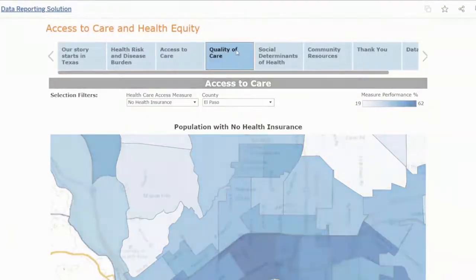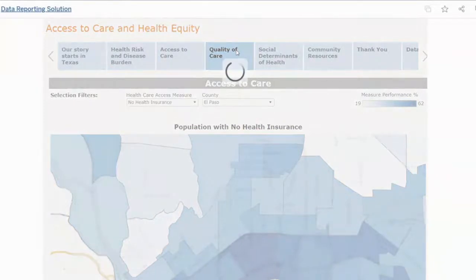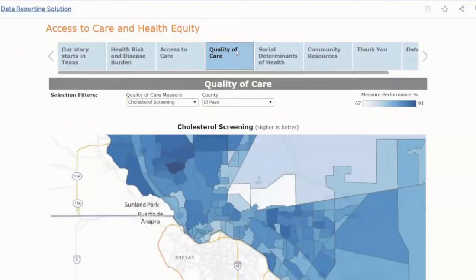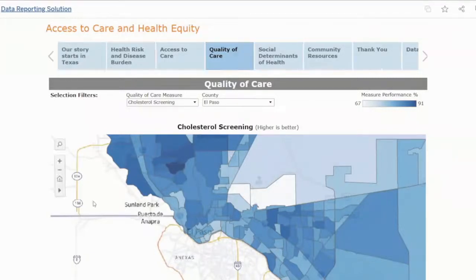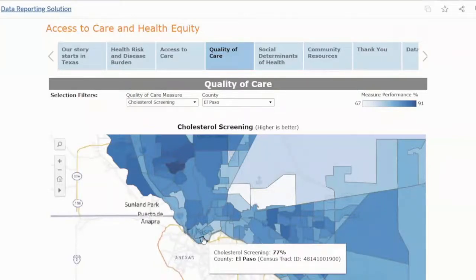Finally, we're going to take a look at quality of care. Again, looking at a census tract view with similar shading, now we're looking at cholesterol screening. Lower screening rates mean members are not getting appropriate quality care. With higher screening rates, they are getting access to that service. And we see again that in those same census tracts, there are some areas where members are not receiving screening, so don't have great access to care.